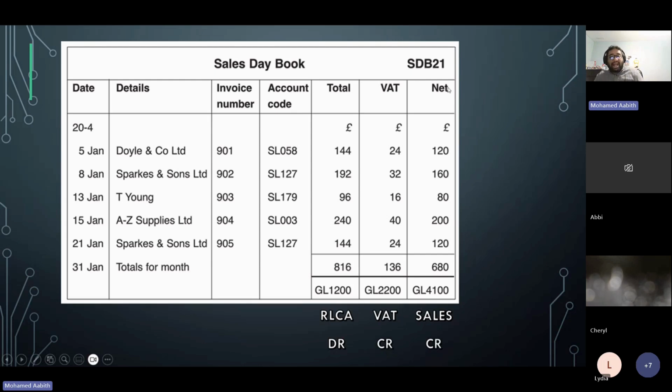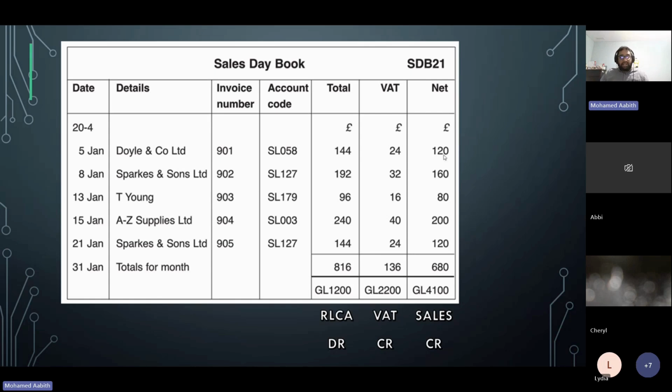As for the last column, which is the net column, in this scenario the net column is the name of your daybook, which is the sales. So the sales for you, if you remember your accounting categories, is an income. If it's an income, according to your accounting rules, it is a credit account.